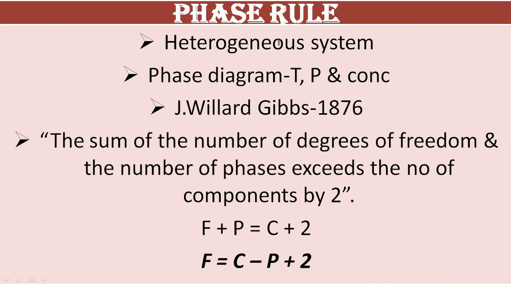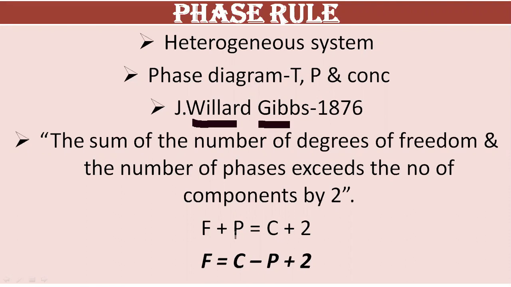Next, this phase rule was given by the scientist J. Willard Gibbs in the year 1876, and he defined the phase rule as: the sum of the number of degrees of freedom and the number of phases exceeds the number of components by 2. And he gave the equation as F plus P is equal to C plus 2, where F is called the degrees of freedom, P stands for the phases, and C stands for the number of components.